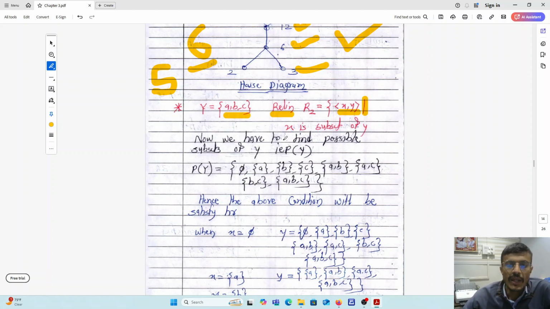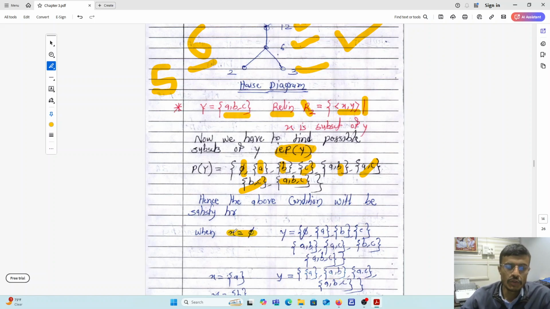So you can see now we have to find out all the subsets of Y, that is P of Y. Means what? We have to find this by finding the power set. So this is nothing but P of Y, which is nothing but phi, {A}, {B}, {C}, then {A, B}, {A, C}, {B, C} and {A, B, C}. So these are the possible subsets. So total 8 possible subsets are there. Now we have to work on this relation R2.